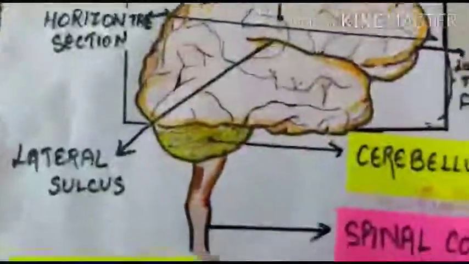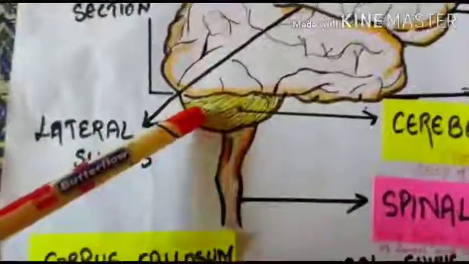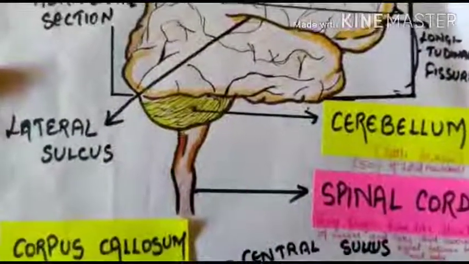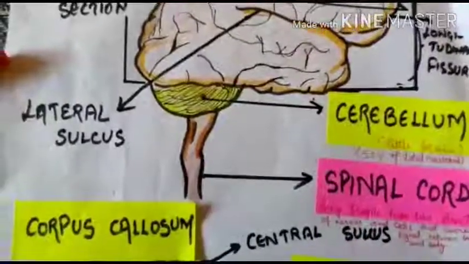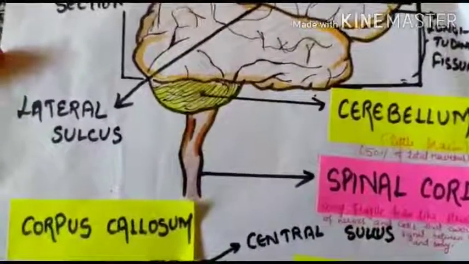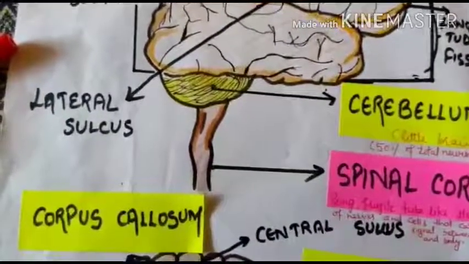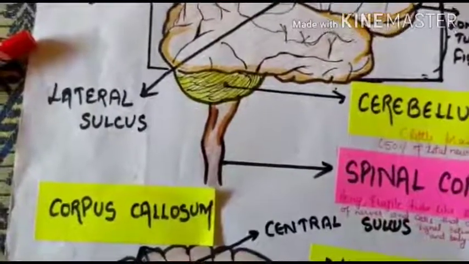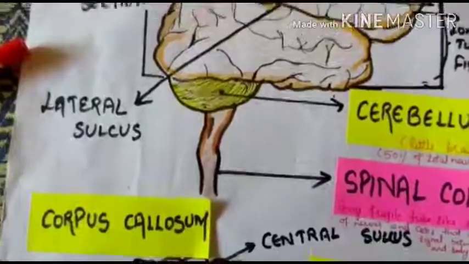Next one is the cerebellum. Cerebellum, here yellow in color. It is also called the little brain, and it contains 50% of the total neurons. It coordinates voluntary movements such as posture, balance, coordination, and speech, resulting in smooth and muscular activity.